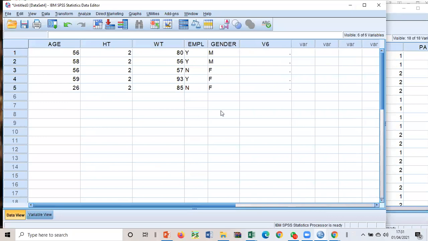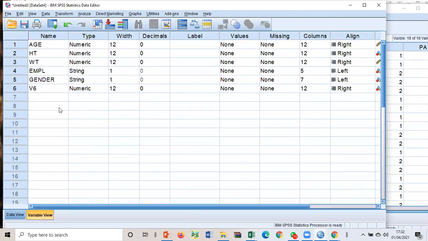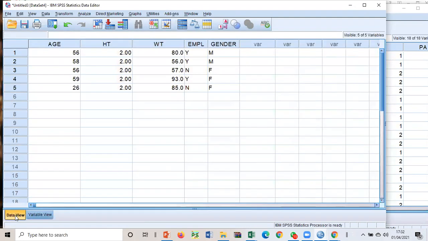Whenever there are quantitative variables, numbers will come. Qualitative variables will come as you type them. Employed, yes, no. So this is your variable view. Decimals, I think height is 2. This one you don't have. So that's your data, ready for analysis. It's okay to enter data in Excel, right? Yes. Excel is available everywhere. Thank you.